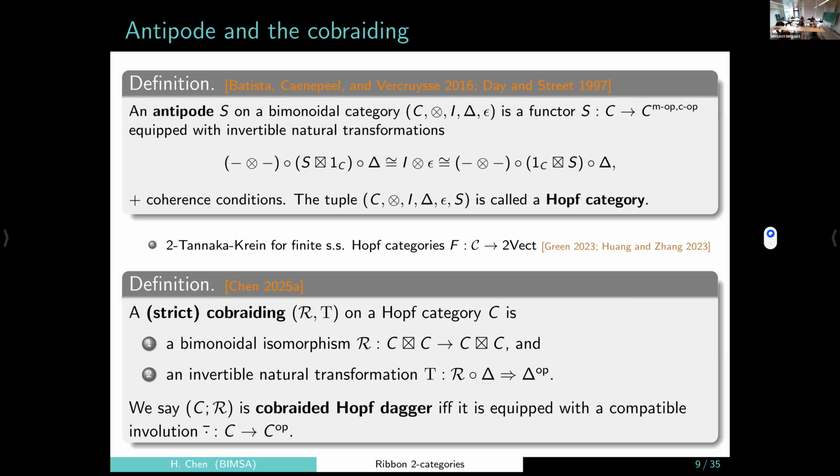And also it's equipped with invertible natural transformations like that. It's just the usual antipode axioms, and also some additional coherence conditions. And I call this thing a Hopf category.